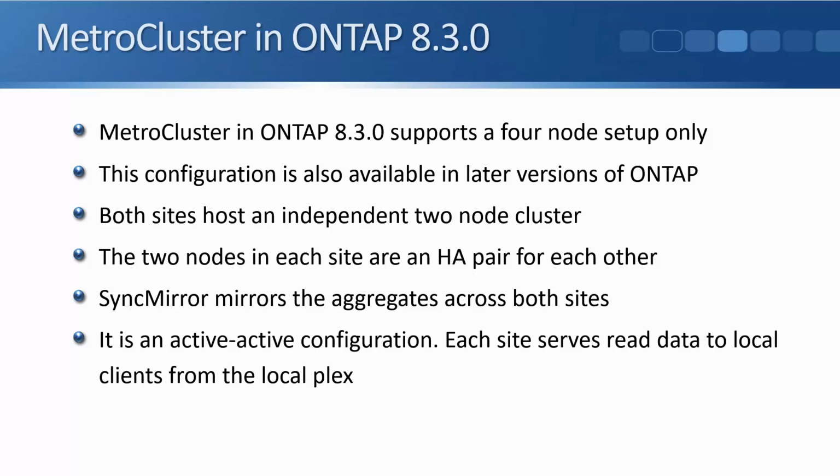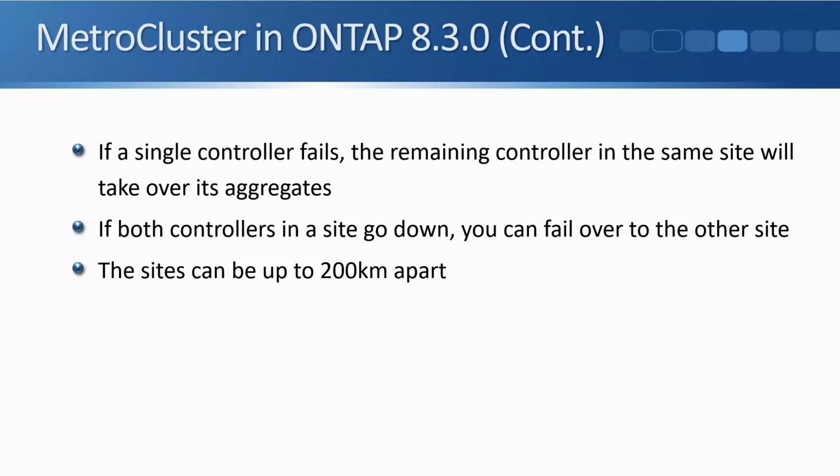It's an active-active configuration. Each site serves read data to local clients from the local plex. If a single controller fails, the main controller in the same site will take over its aggregates, just like in standard high availability. If both controllers in a site go down, meaning the entire site is down, you can fail over to the other site. And the sites can be up to 200 kilometers apart.